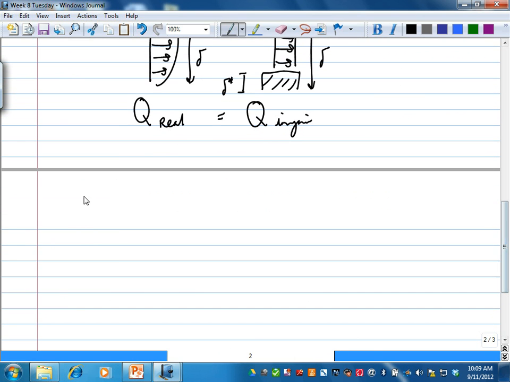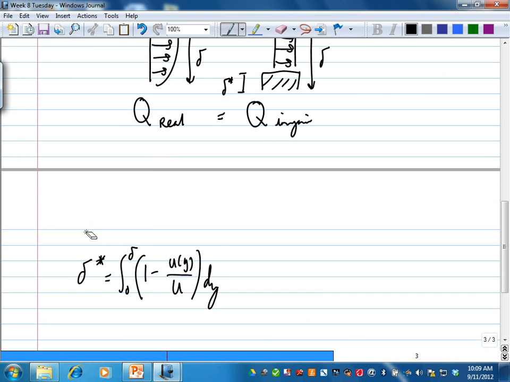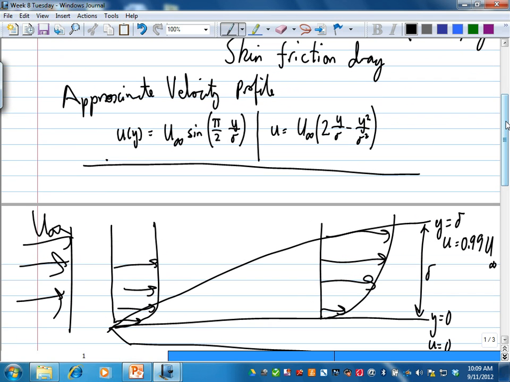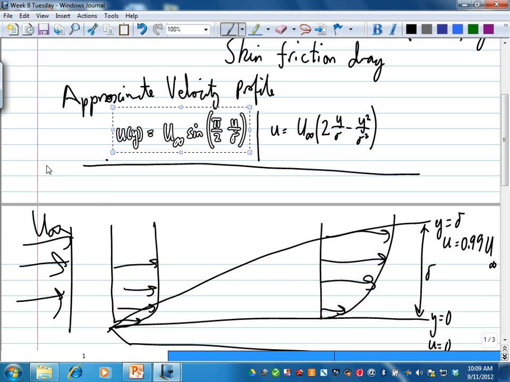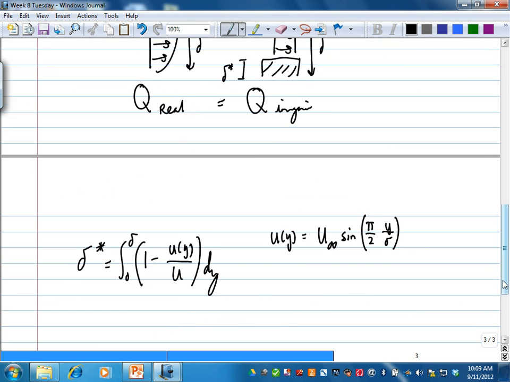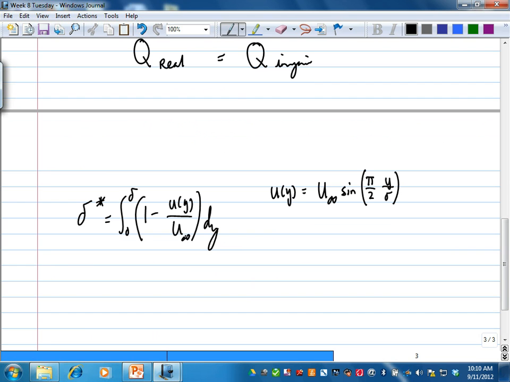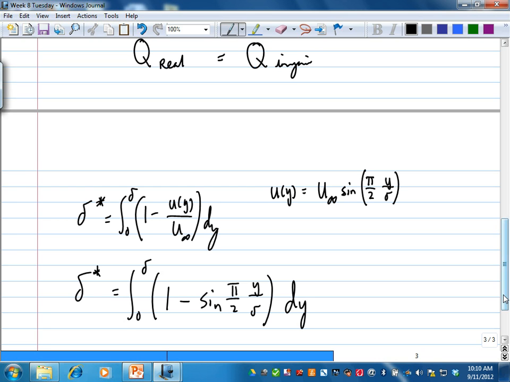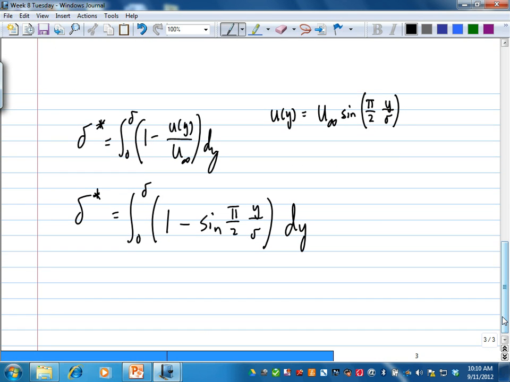Put this here. If you put this one in here, what do we get? This is u infinity actually. So del star is equal to the integral from 0 to del of 1 minus, you put this one here, the u infinity will cancel out, you just get sine of pi over 2 y over del dy. Is that okay? I hope you haven't forgotten how to integrate.